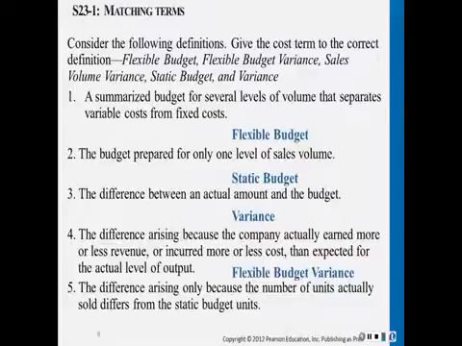The difference arising only because the number of units actually sold differs from the static budget units is the sales volume variance.